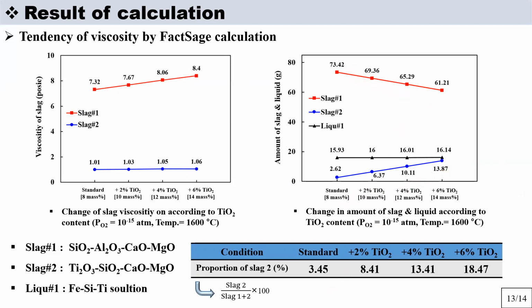In the case of slag 1, the main components are SiO2, Al2O3, CaO, MgO system. And slag 2 is Ti2O3, SiO2, CaO, MgO system. For liquid, it is Fe-Si-Ti solution. This table shows the proportion of slag 2. In the standard composition, there is a small amount of slag 2. However, as the amount of TiO2 increases, the amount of slag 2 increases largely.